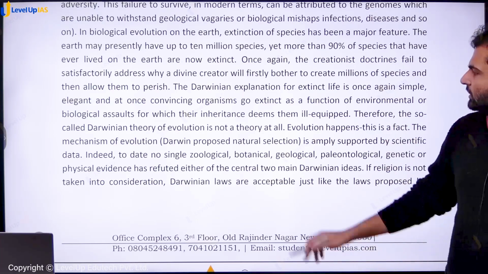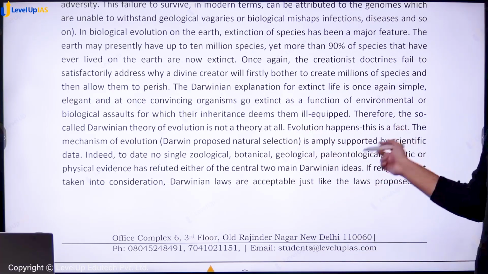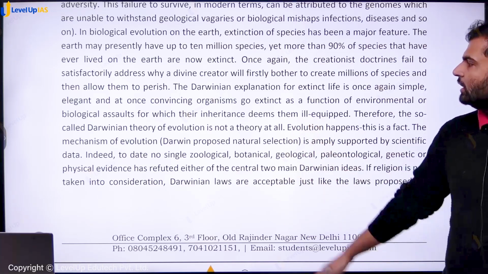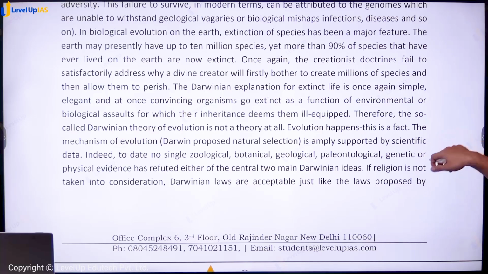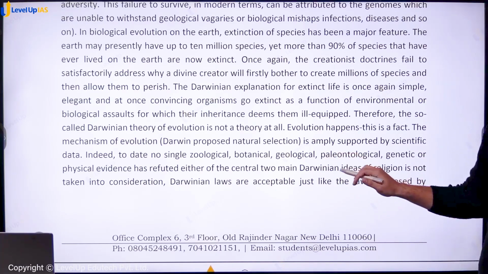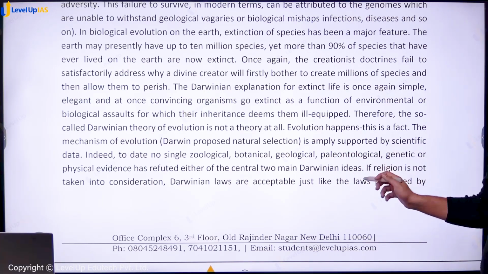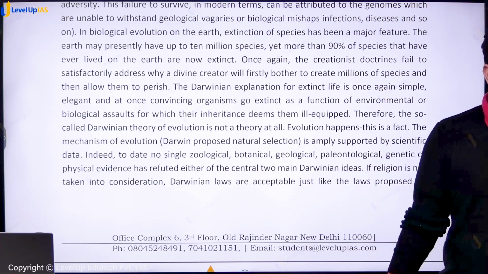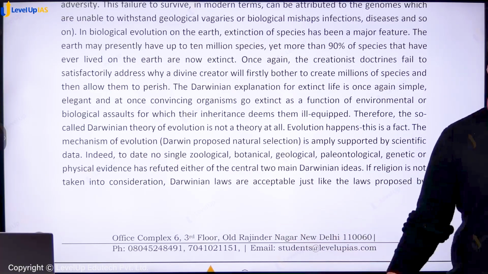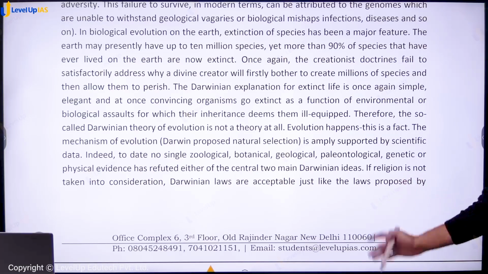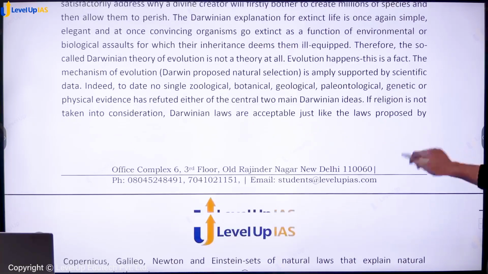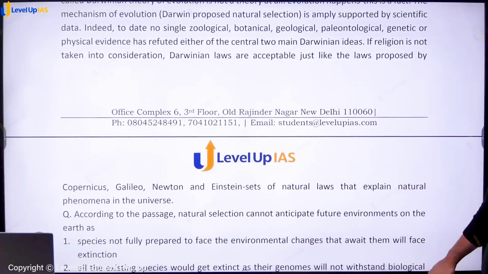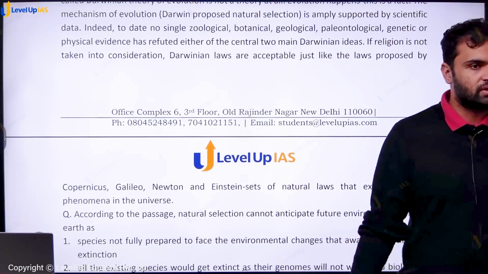The mechanism of evolution, Darwin proposed natural selection, is amply supported by scientific data. Indeed, to date, no single geological, botanical, paleontological, genetic or physical evidence has refuted either of the central two main Darwinian ideas. So author is saying there have been no scientific counterclaims to the core of the Darwinian idea. If religion is not taken into consideration, Darwinian laws are acceptable just like the laws proposed by Copernicus, Galileo, Newton and Einstein. It says the natural laws that explain natural phenomena in the universe.